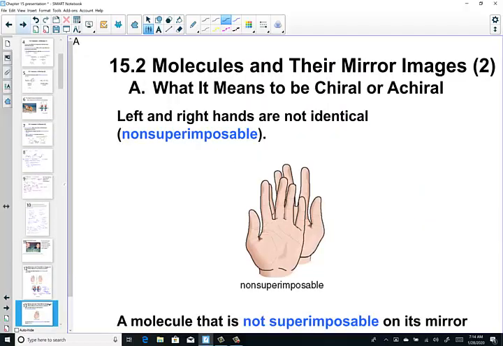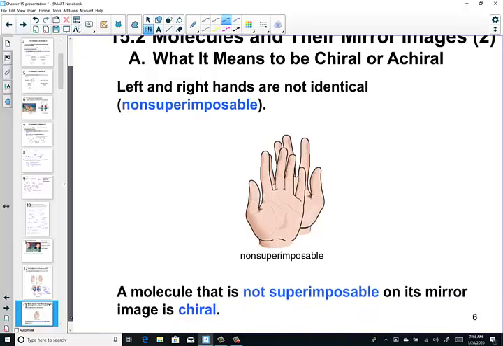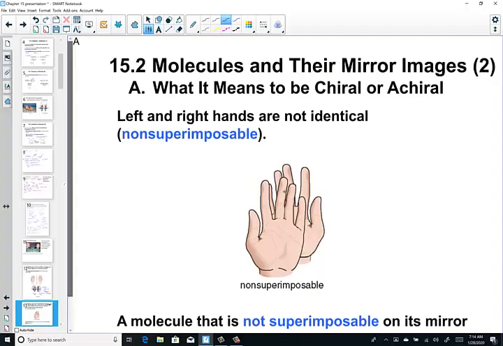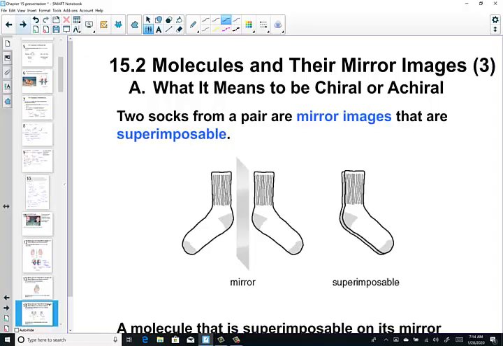Left and right hands are not identical. We said they're non-superimposable images. This is an example of a chiral object, a molecule that's not superimposable on its mirror image. If you think about overlaying your hands, the thumbs don't line up and your pinkies don't line up. Example of a chiral object, a non-superimposable mirror image.